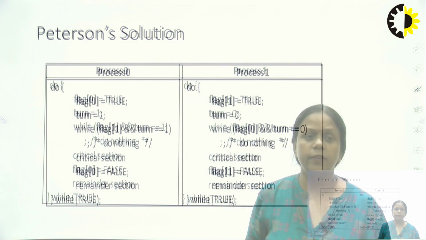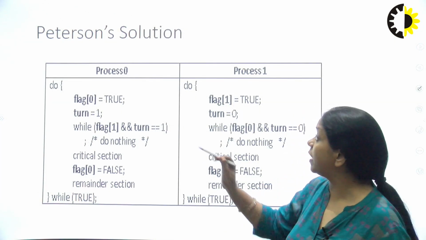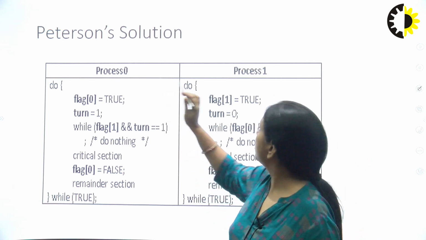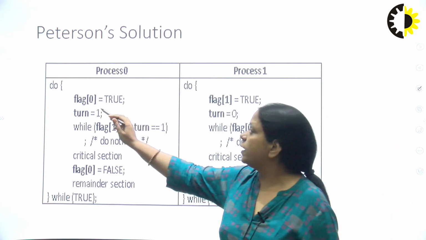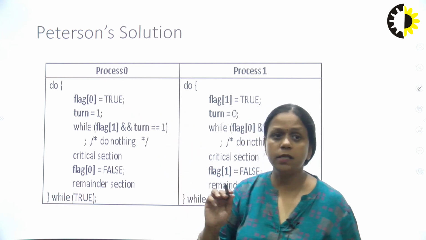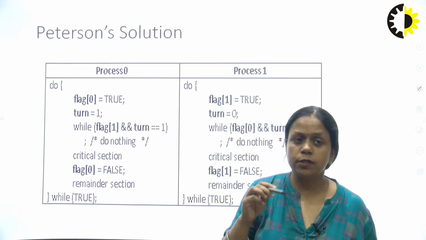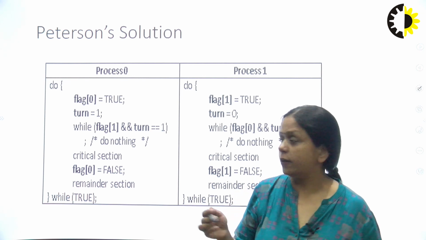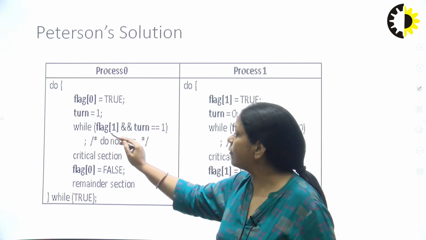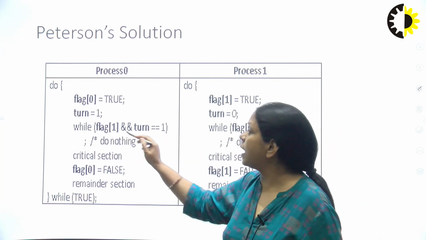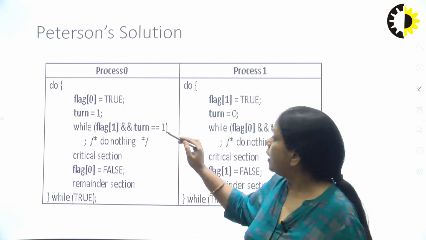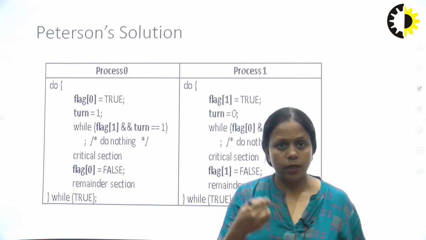Now, we will see with the help of another example. You can see here we have process 0 and process 1. Fine. Here, for process 0, if flag of process 0 is true, it means process 0 wants to enter the critical section. Fine. Turn equals 1, so it will give the turn to process 1. If flag 1 and turn 1 both are true, then process 0 will not do anything. Fine. And it will give the turn to process 1.